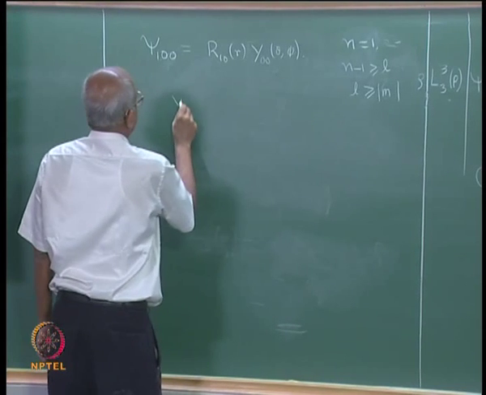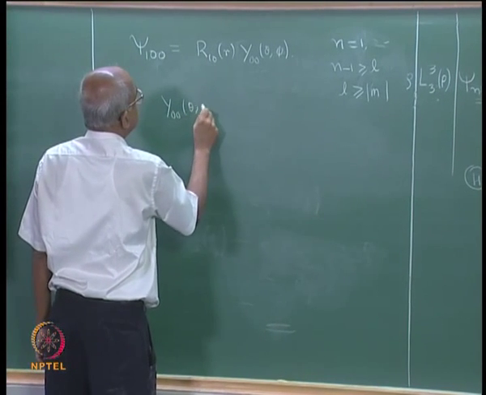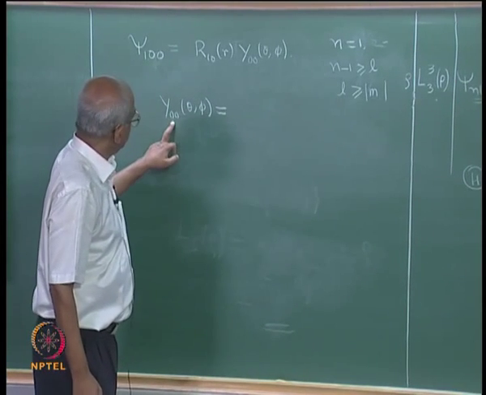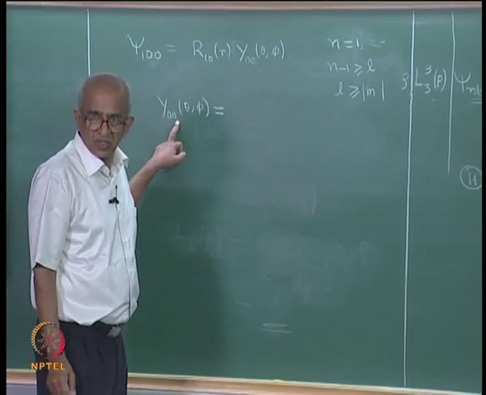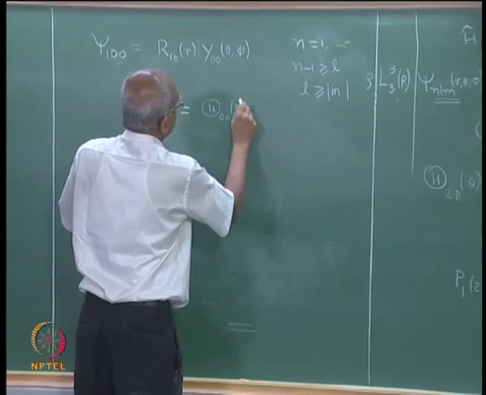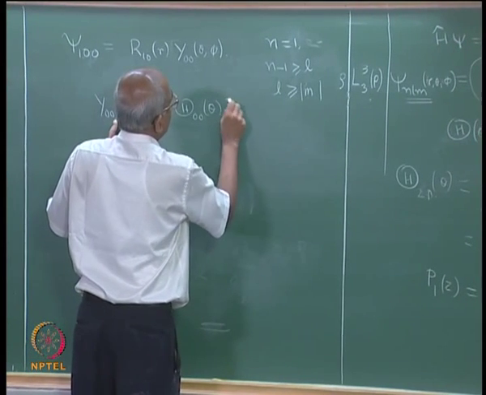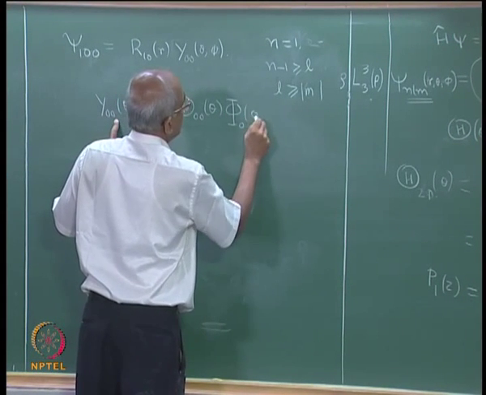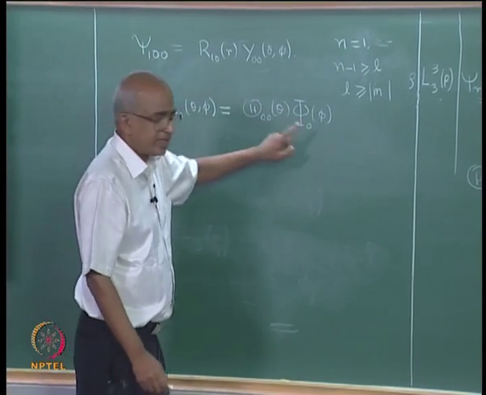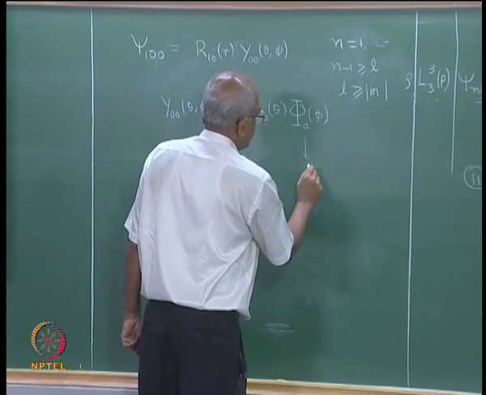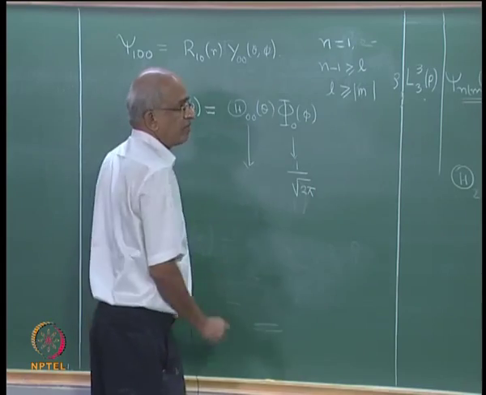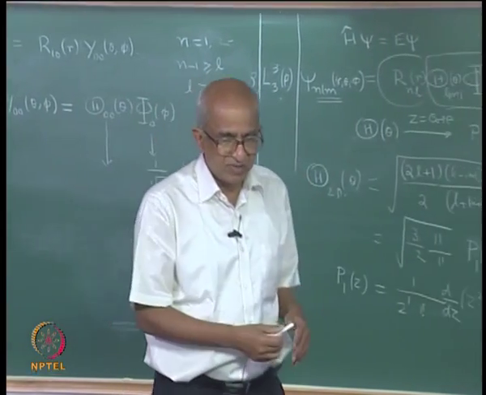But what is capital Y 00? This means that L is 0 and m is 0, correct. So, it is actually going to be theta 00 of small theta into phi 0 of small phi. This is what it is, and this we have already evaluated. Its value is 1 by square root of 2 pi, and this one I hope I have it in my tables, which we will make use of.